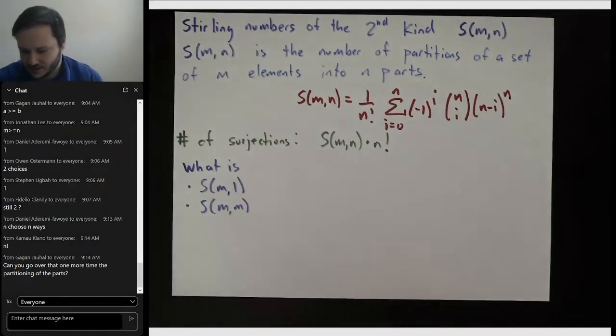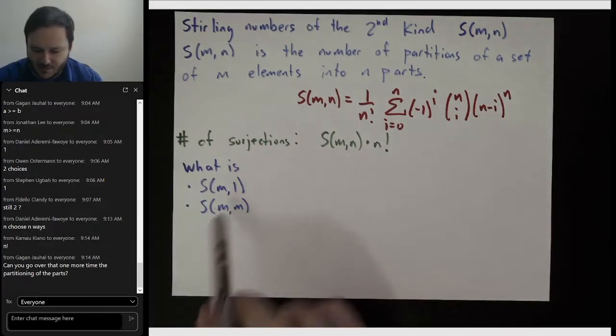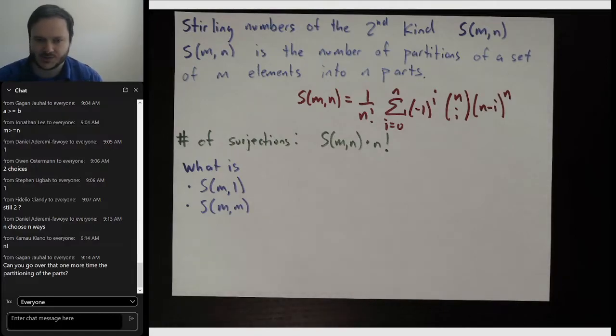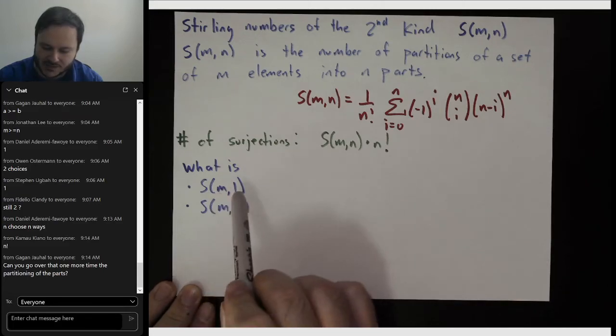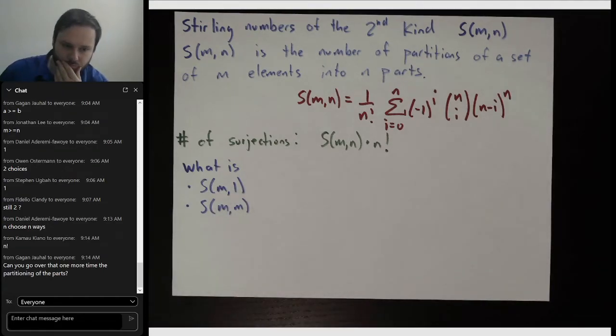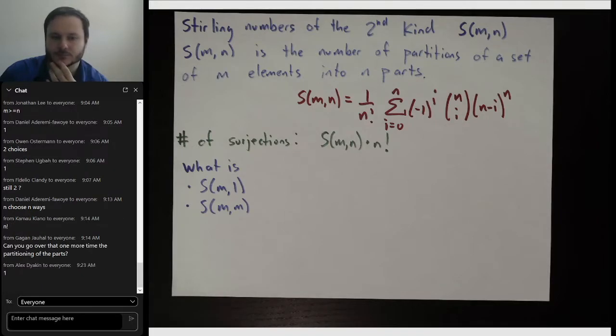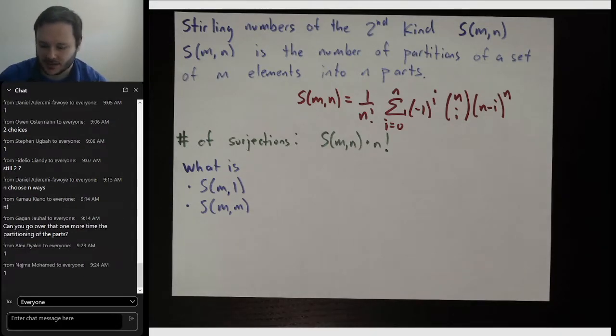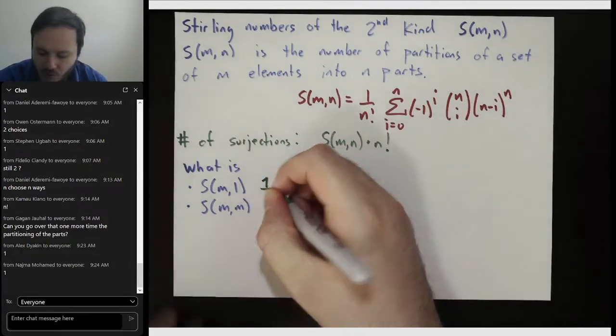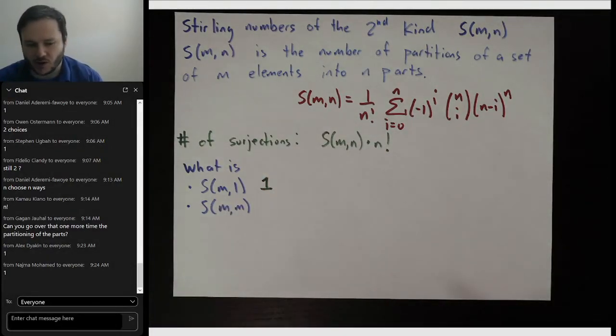So m comma n, I want to break a set of m elements up into n parts. How many ways are there to break m elements into one part? Just one way. Good. The only way to break m elements up into one part is to just have them. That's your one part.